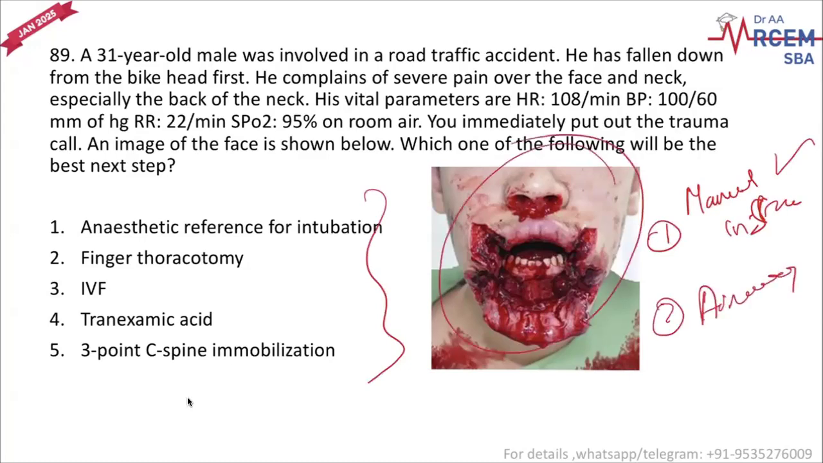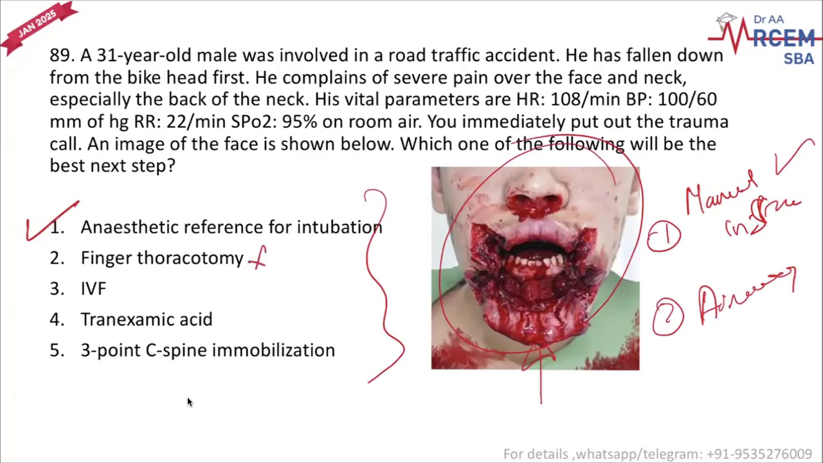On assessment of the airway, bad facial injuries and a deformed face are present, so this requires prophylactic intubation. Though the airway might be present now, it will get compromised later on. That's why you need to intubate this patient. Who will intubate? Anesthetics, because you're suspecting a difficult airway. So anesthetic referral for intubation is the right answer here.